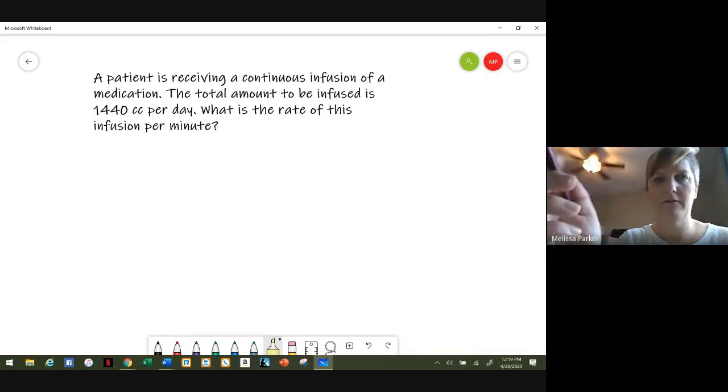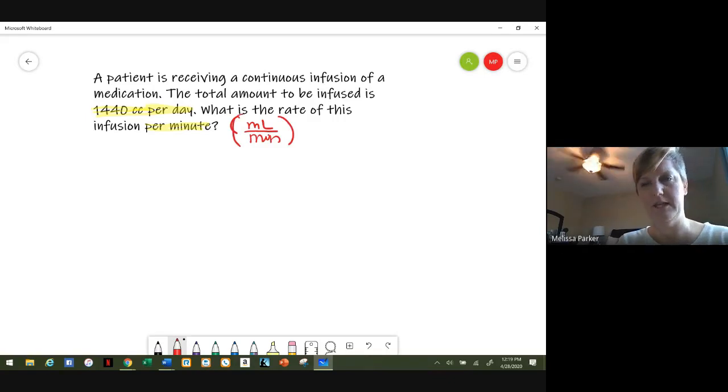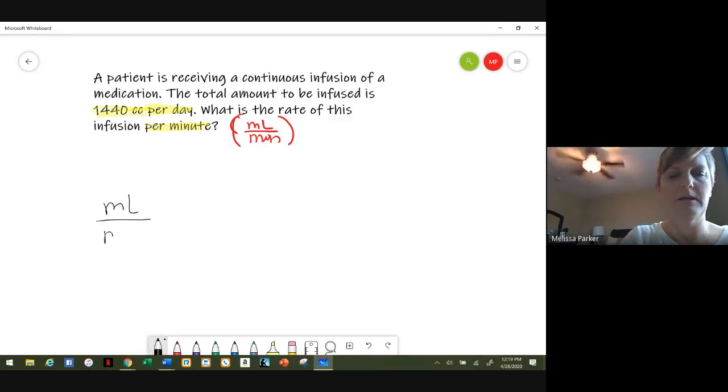Okay, so now we have a patient that's receiving a continuous infusion of medication. It's infusing at 1,440 cc's per day. What is the rate of infusion per minute? So this tells me already that I'm solving for mLs per minute because we're talking about rate. It's how much volume the patient's getting per whatever they're asking, whether it's minute, hour, day. Okay, so we're solving for mLs per minute.